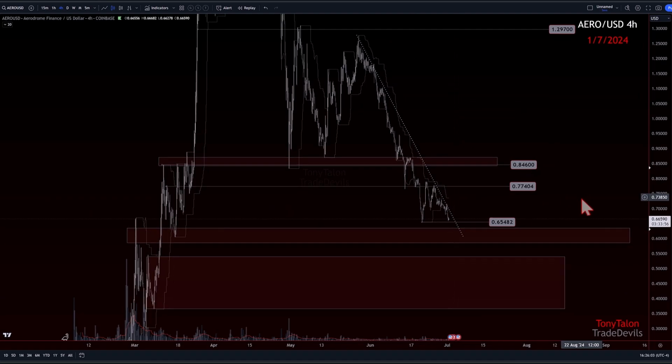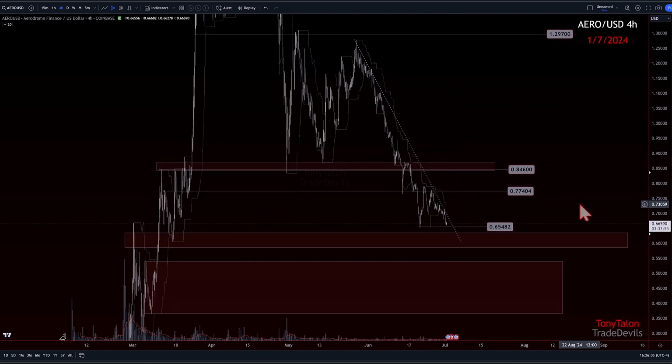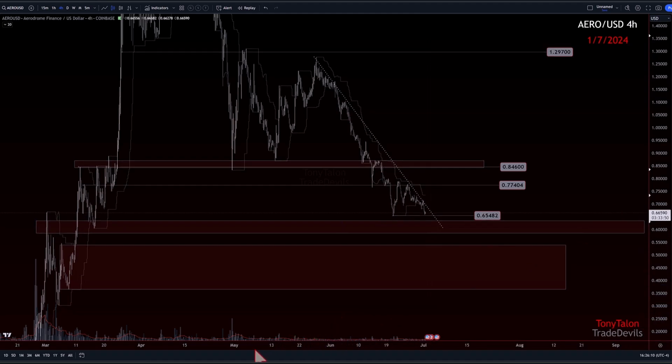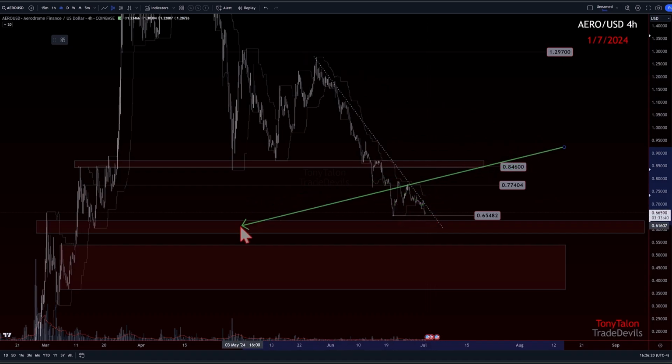The next one I'm looking at here is AERO, or Aerodrome Finance. Right now, we're in a pretty massive downtrend here. I don't want to give anybody hope or say that I'm looking at a bottom or anything like that. We need some proof. We need a lot of proof here before we actually start looking at potential entries.